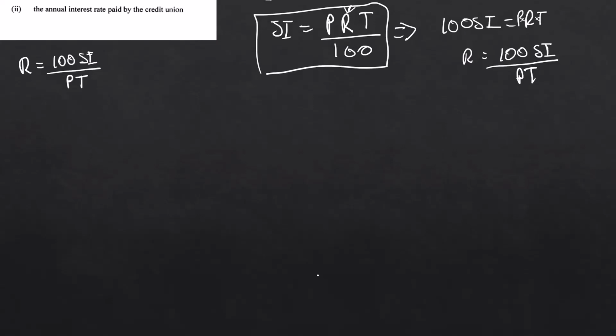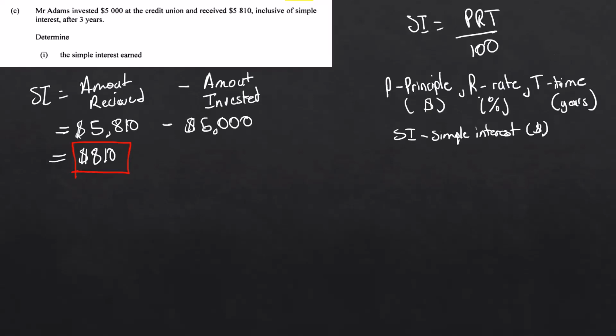One person answered. All right, so 100 SI divided by PT. Right, good. So now you have to know what these values, PT, SI, and R, are. The annual interest rate is R. I call it rate for short, but it's the annual interest rate. And the time is in years. So you see how many years? It's 3 years. So you know the time.